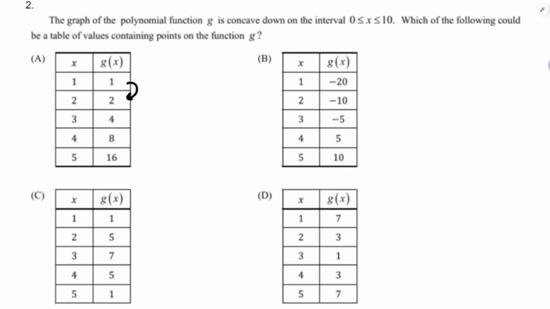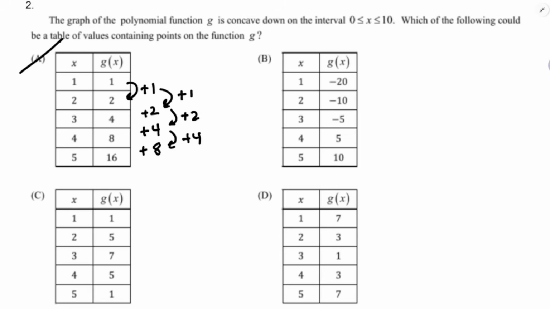Okay, so for the first table, 1 to 2 is going to be plus 1. 2 to 4 is plus 2, 4 to 8 is plus 4, and 8 to 16 is plus 8. I'm now recognizing that's an exponential function with exponential growth. That's going to be concave up, so that one's out. We could also see that looking at the second order differences. These are all positive: plus 1, plus 2, plus 4.